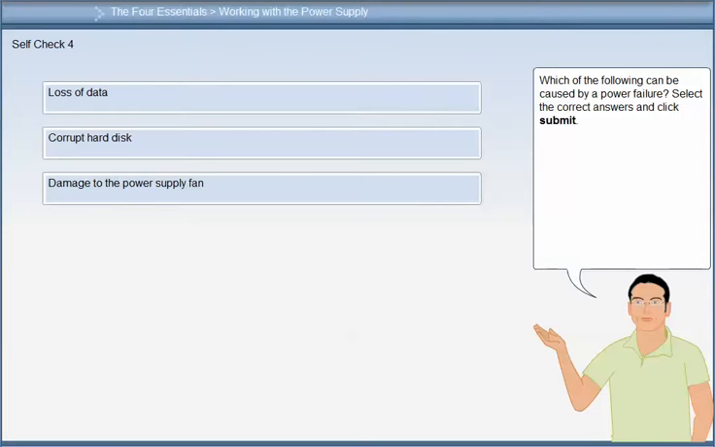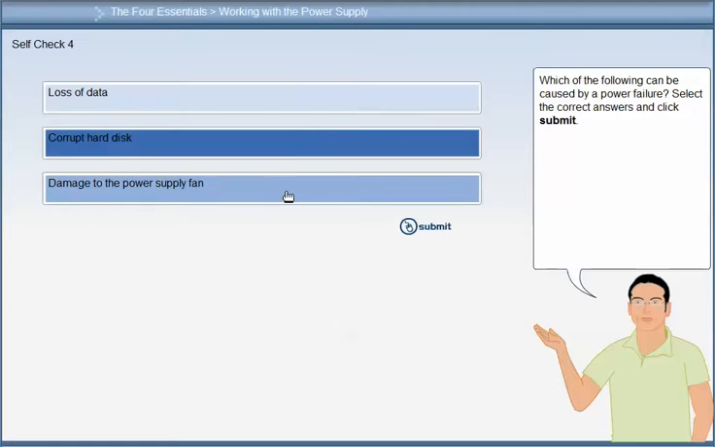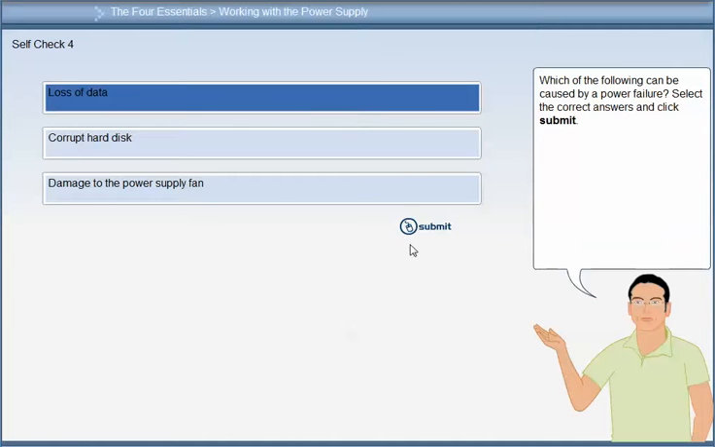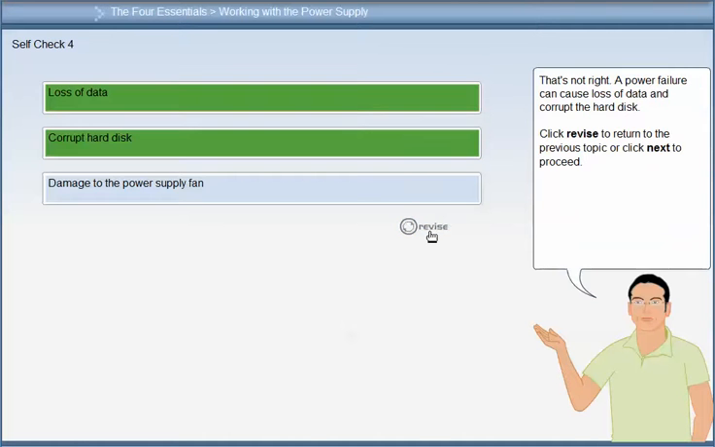Which of the following can be caused by a power failure? Select the correct answers and click Submit. Sorry, try again. That's not right. A power failure can cause loss of data and corrupt the hard disk.